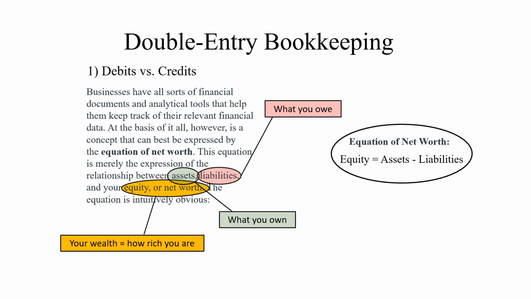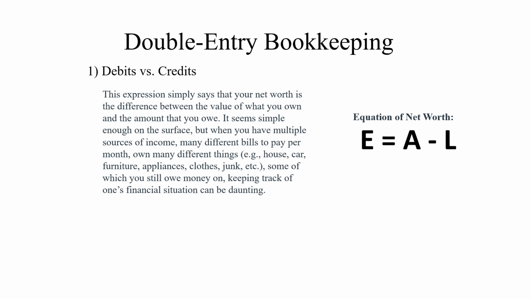So the equation of net worth is, quite obviously, equity is equal to assets minus liabilities. This expression simply says that your net worth is the difference between the value of what you own and the amount that you owe. It seems simple enough on the surface, but when you have multiple sources of income, many different bills to pay per month, own many different things like houses, cars, furniture, appliances, clothes, miscellaneous junk, etc., some of which you still owe money on, keeping track of one's financial situation can be daunting.